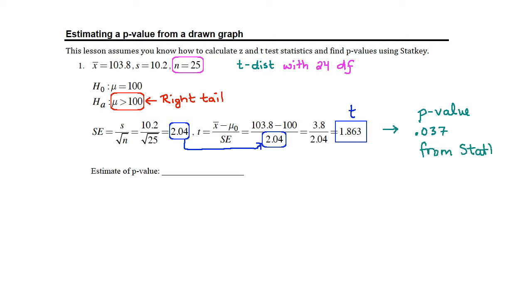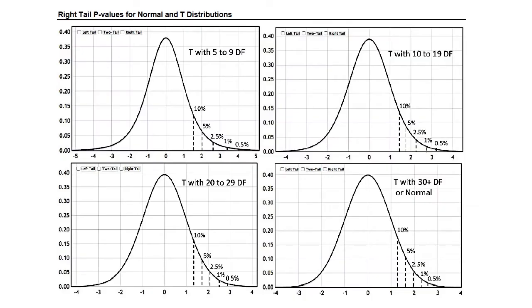Now, the estimate that I'm going to get without software is not going to be quite this precise, but I'll be able to see that it's close enough to this value that I would still get the same conclusion, which is really the most important part. Sometimes we don't know exactly what the p-value is, but we can narrow it down enough that we can still write a reasonable conclusion. To do this process without software, we need to refer to our right tail p-values graphs and first select the correct graph. We decided that we had 24 degrees of freedom in a t-distribution, so I'm going to choose the t-distribution with 20 to 29 degrees of freedom.